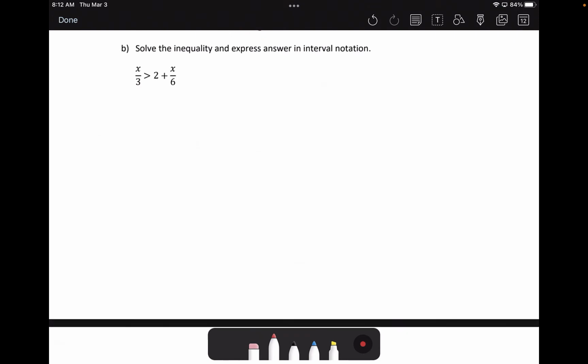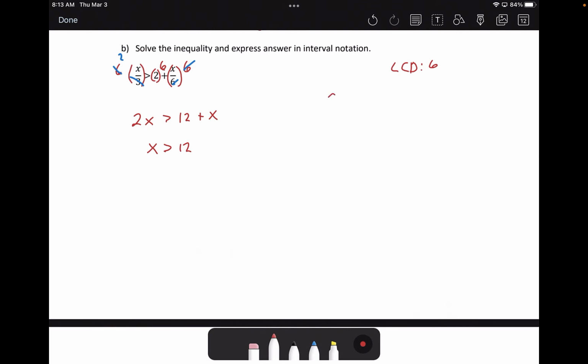In this example, it may be best to eliminate the fractions first so we can multiply by the LCD, which in this case is 6. Multiply every term by 6. Here we can cancel some things. 3 goes into 6 twice, and here the 6's cancel. We're left with 2x is greater than 12 plus x. Subtract x on both sides, and x is greater than 12.